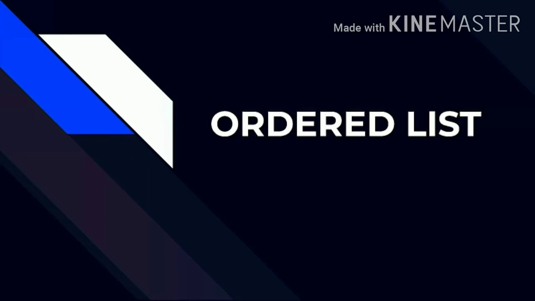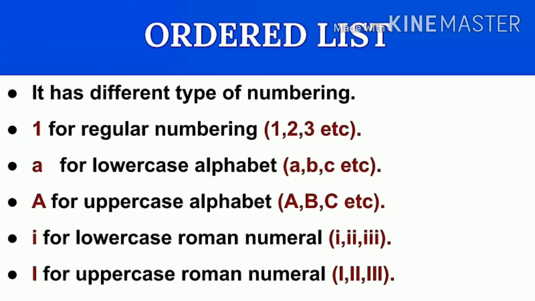Now we start with the discussion of the ordered list. It has different types of numbering. We can declare numerals before the text, like 1 and onward. We can also show small alphabets like a, b, c, etc. Further, we can show uppercase alphabets, and lowercase or uppercase Roman numbers. So these are the advantages of the ordered list. We can choose any order to show our list in the ordered list.